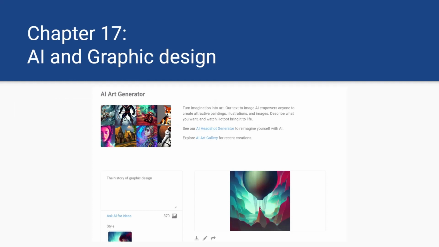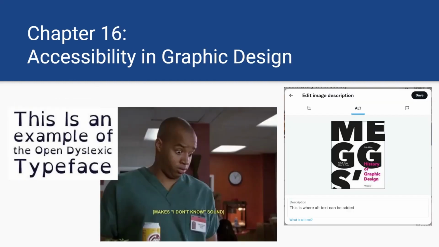This will be done in Chapter 17, the last chapter of the book, which looks at the present use of AI in graphic design and the future implications of this. And in Chapter 16, which will focus on making graphic design that is accessible for people with a variety of needs and abilities.